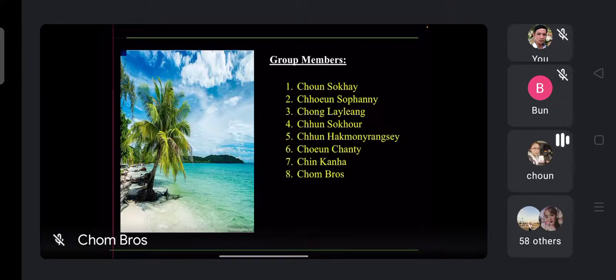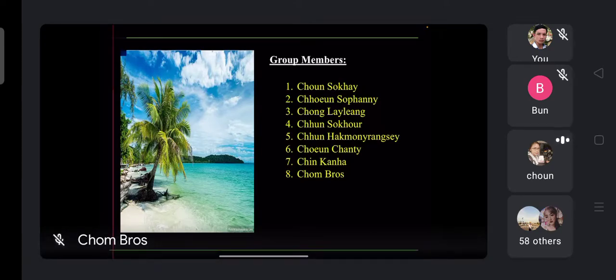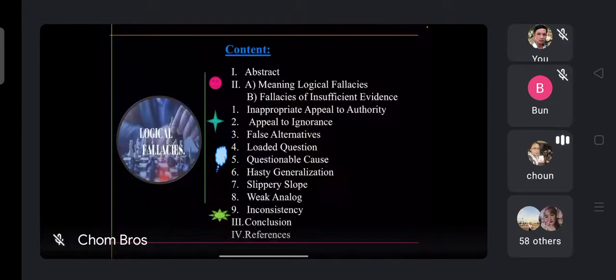For my group, there are 8 members. First is me. Second is Chun Sopani. Third is Chung Lai Liam. Fourth is Chun Sok Hua. Fifth is Chim Harmony Riang Sai. Sixth is Chun Chanthi. Seventh is Chin Kanha. And number 8, the last one, is Chum Pros. Please move to the next slide.